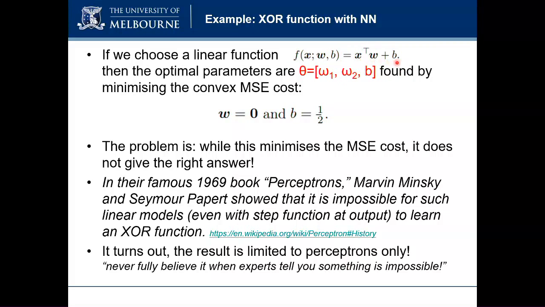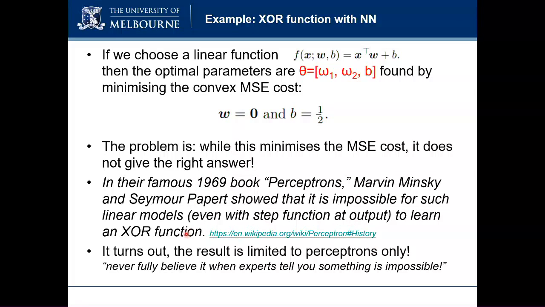So if you do a linear function and then a perceptron, a step function at the output of this, then we can find the parameters theta, in this case omega 1, omega 2, b, by minimizing the convex MSE cost. So actually when you do this, you get the wrong answer. You get parameters that give you the wrong answer, and this is the story.